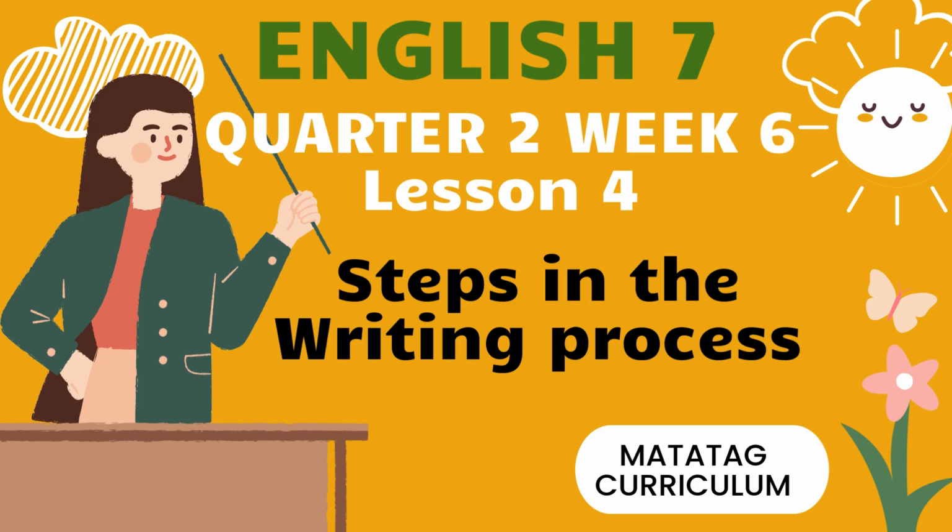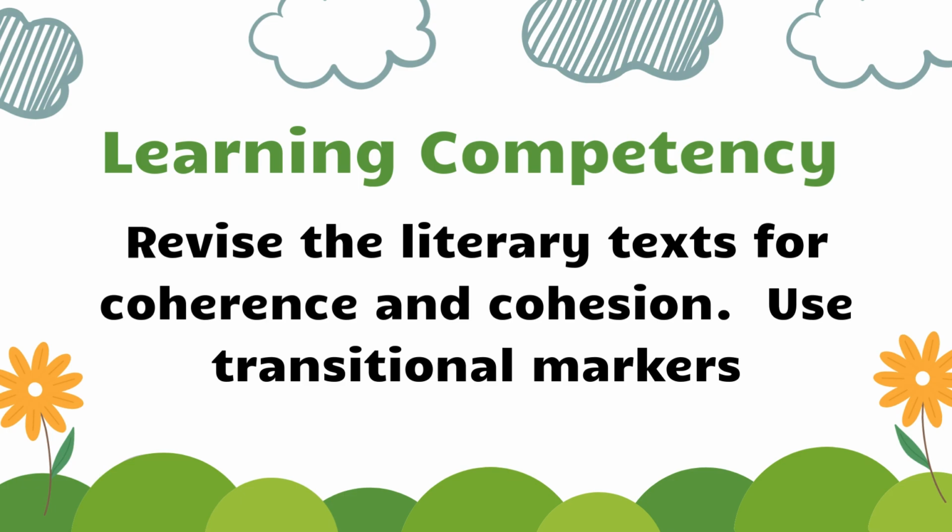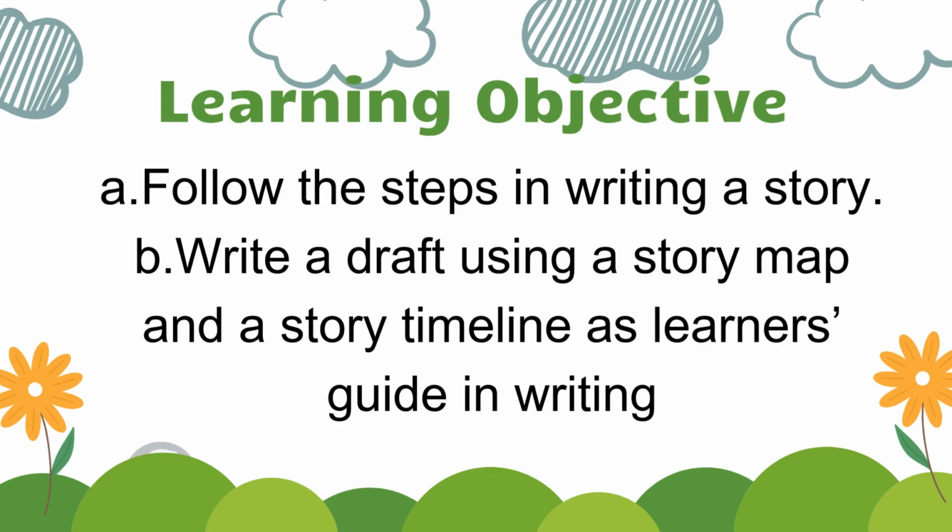Today, let's talk about the steps in the writing process. For our learning competency, revise the literary text for coherence and cohesion. Use transitional markers. For our learning objectives, follow the steps in writing a story. Write a draft using a story map and a story timeline as learner's guide in writing.